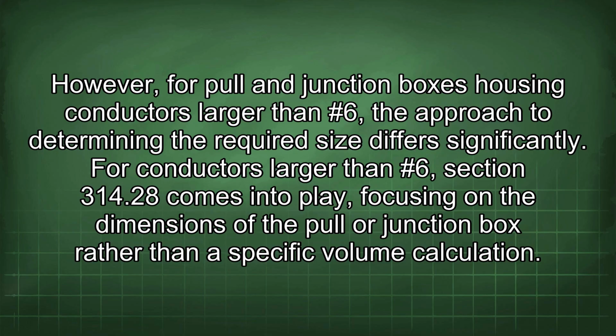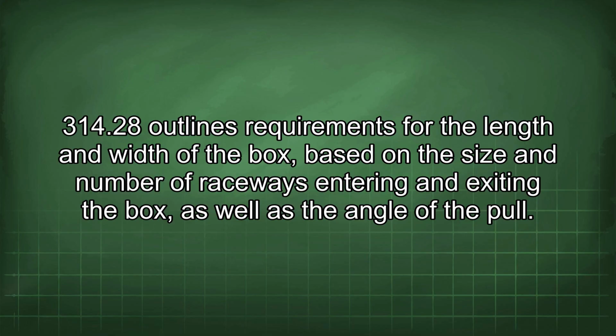For conductors larger than #6, section 314.28 comes into play, focusing on the dimensions of the pull or junction box rather than a specific volume calculation. 314.28 outlines requirements for the length and width of the box, based on the size and number of raceways entering and exiting the box, as well as the angle of the pull.